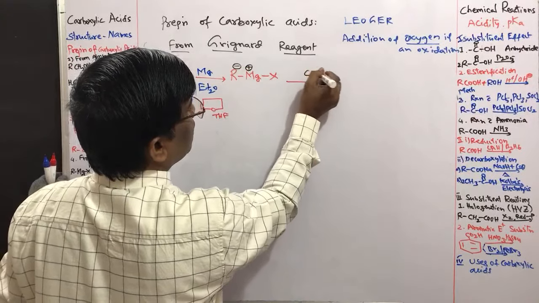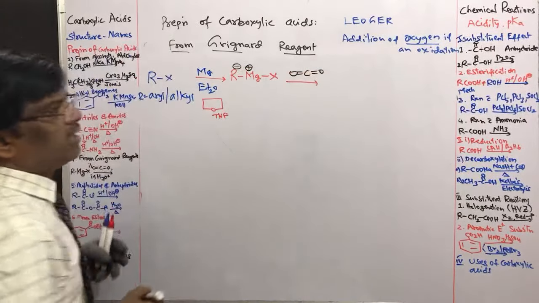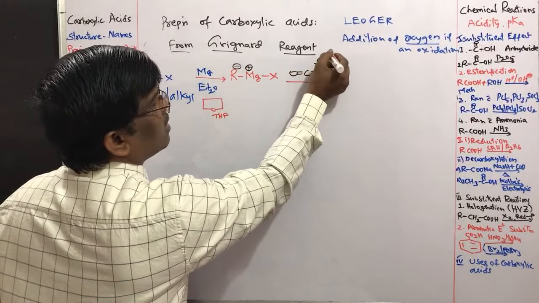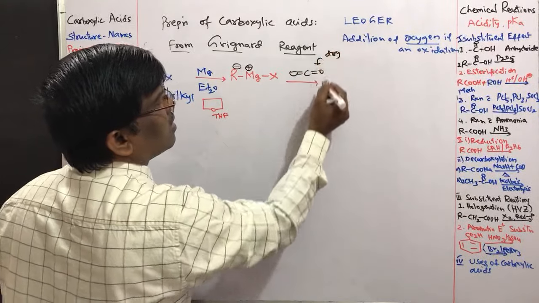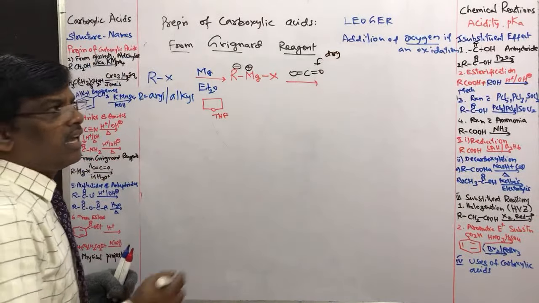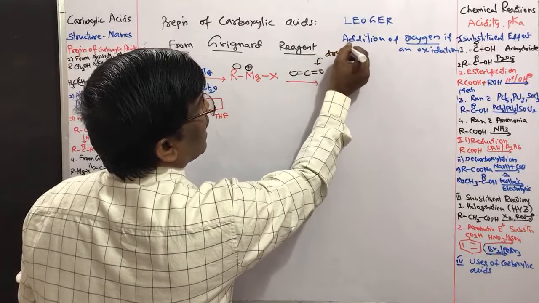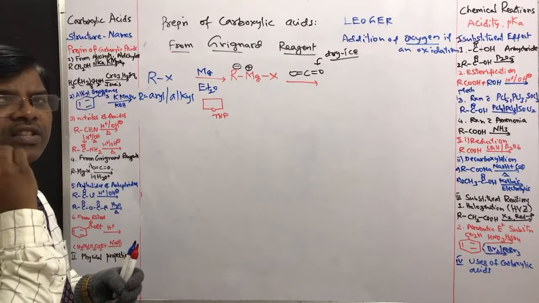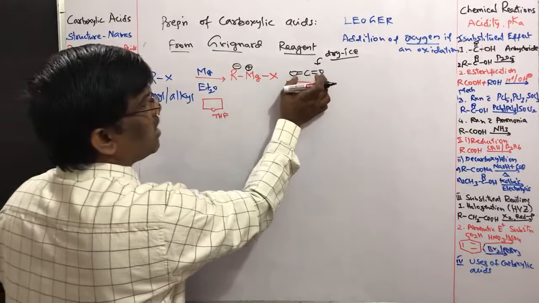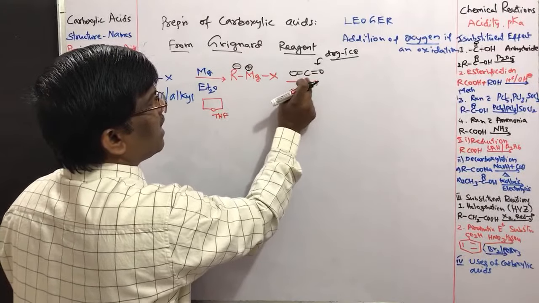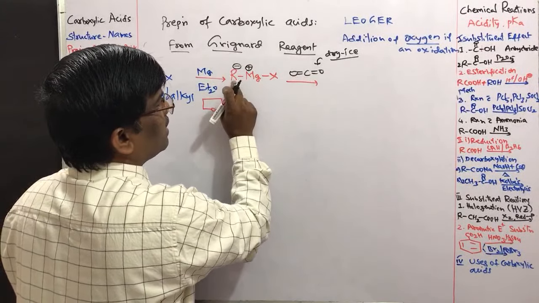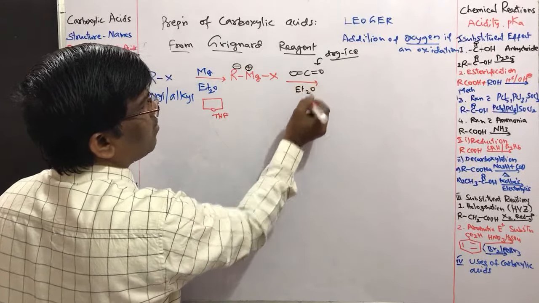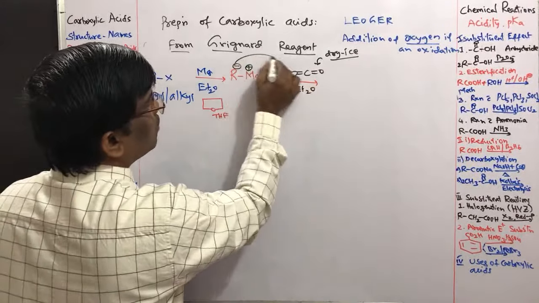Now we treat it with carbon dioxide. What is carbon dioxide? It is a dry solid. Yes, dry ice. Solid carbon dioxide is also known as dry ice. When I add dry ice to this Grignard reagent in ether, in the same reaction mixture, it is going to form this.